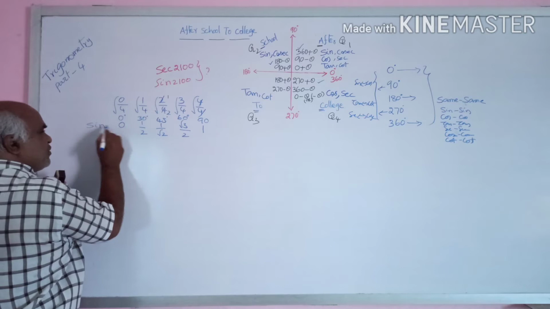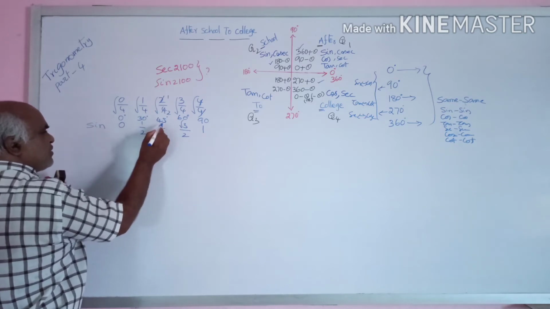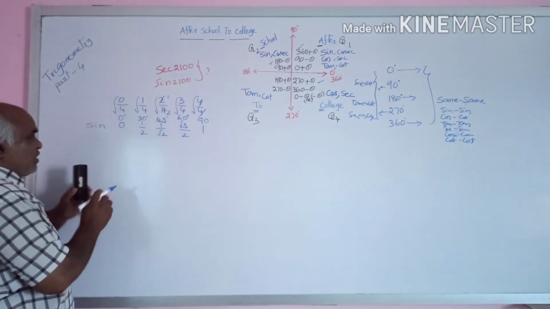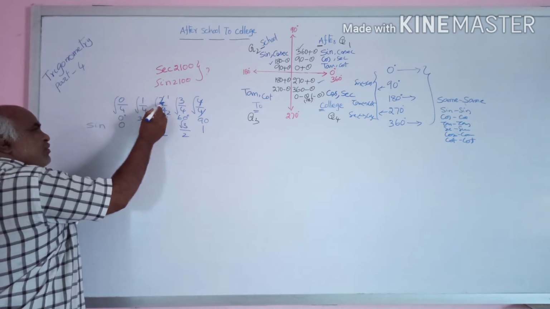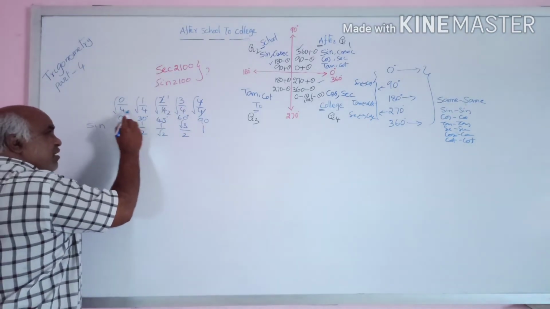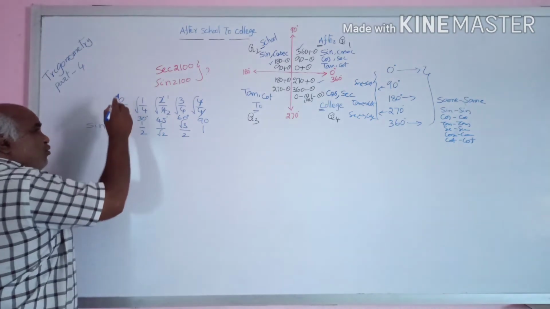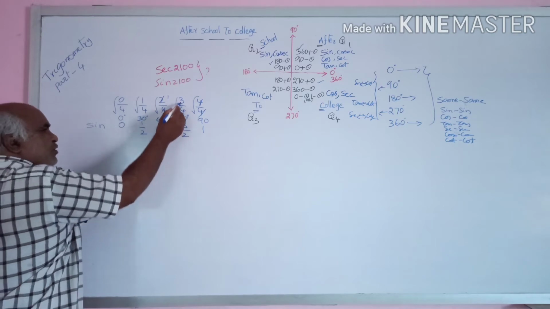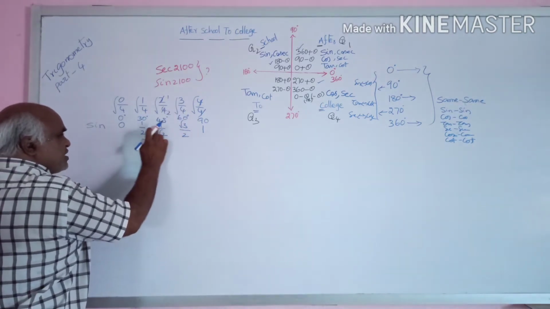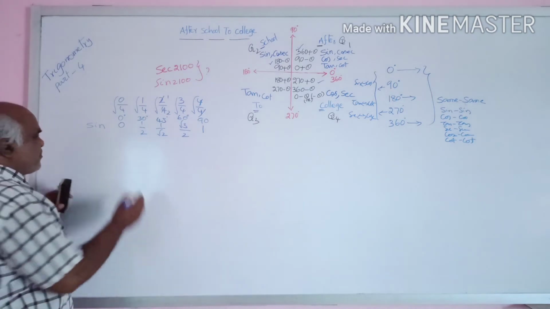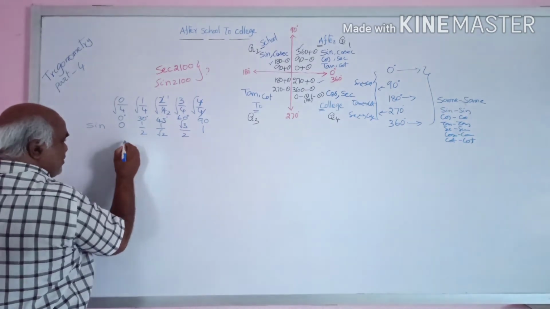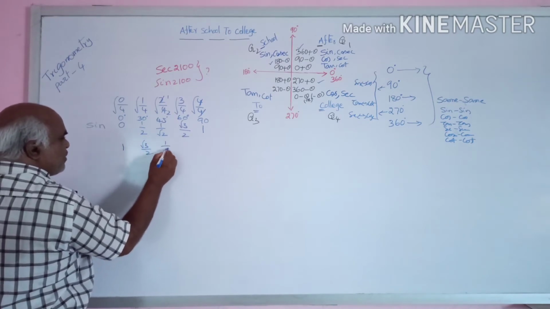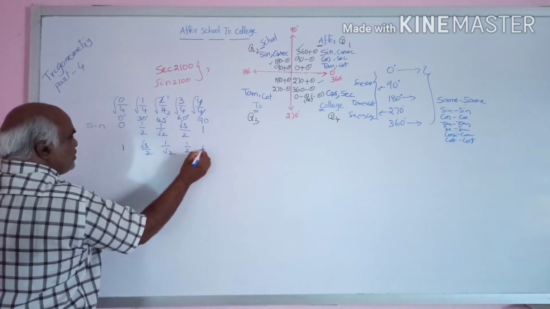Sine 0, 0. Sine 30, 1 by 2. Sine 45, 1 by root 2. Sine 60, root 3 by 2. Sine 90, 1. Are you clear? First we write 0, 1, 2, 3, 4. You can divide all by 4. You can take root and simplify. You get 0, 1 by 2, 1 by root 2, root 3 by 2, 1. You can see the values. Okay, this is sine value. For cos, write the last one first: 1, next root 3 by 2, next 1 by root 2, 1 by 2, 0.